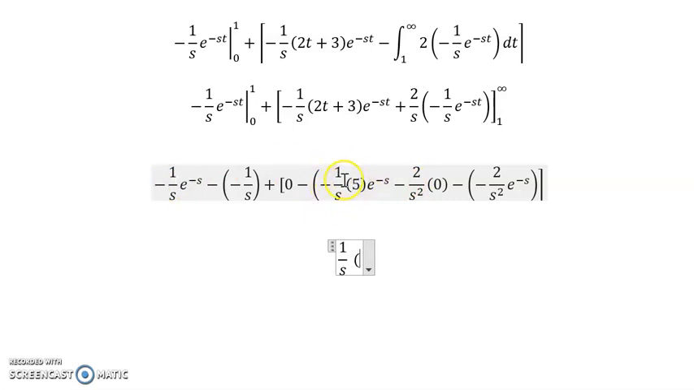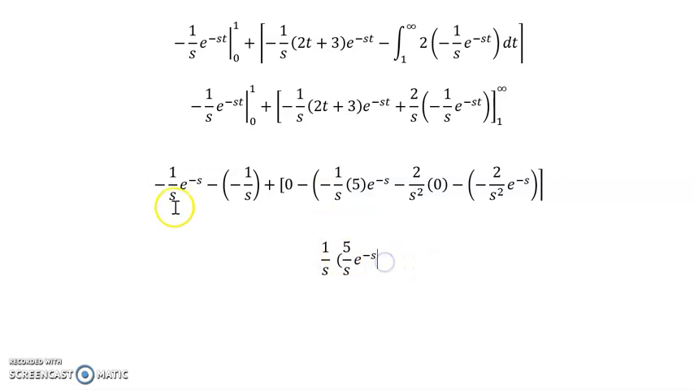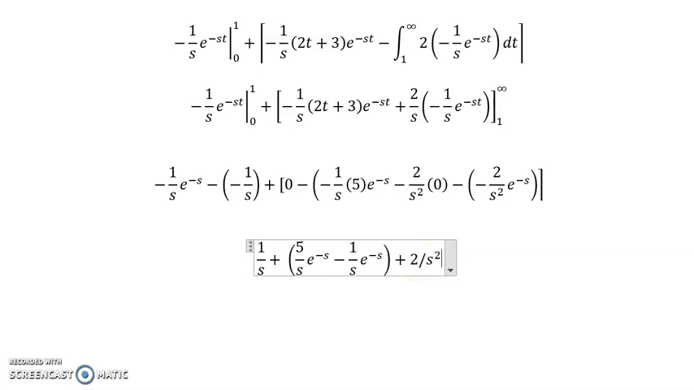This term right here is negative 5 over s, e to the negative s, and minus from over here, minus 1 over s, e to the negative s. And then over here, this is 0, and the only term with s squared in the denominator is minus minus. It's going to be plus 2 over s squared, e to the negative s.